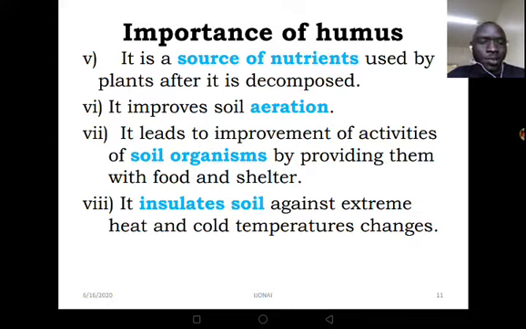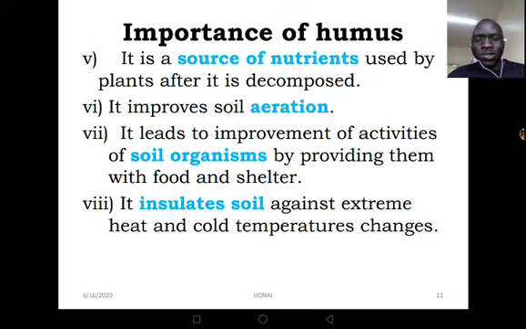It improves soil aeration. Aeration is saturation of air within the soil. So humus improves soil aeration because of availability of pores or small holes around it. It leads to improvement of activities of soil organisms by providing them with food and shelter. If you want to find soil organisms, then you better go to where humus is. The dark soil contains very many soil organisms like earthworms and so on. And those soil organisms are important, especially in addition of nutrients to the soil.